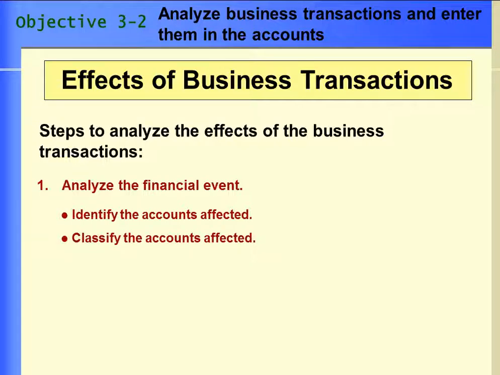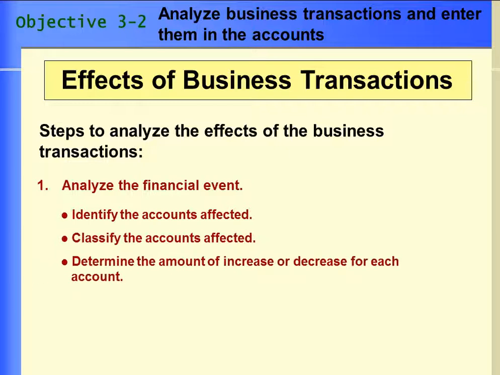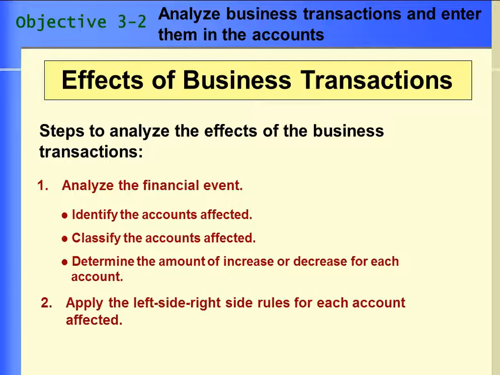Is it an asset? What type of asset? Is it a liability? What type of liability? Determine the amount of increase or decrease for each account, and we'll know that by the transaction. Hey, we paid this $50, or we're getting $50. We'll get into journal entries where you have one debit, two credits, two debits, one credit. So there can be more than one debit and credit. The book talks about applying the left side, right side rules for each account.